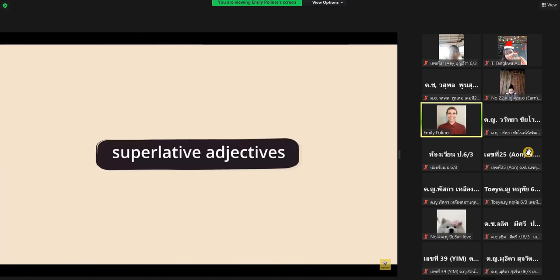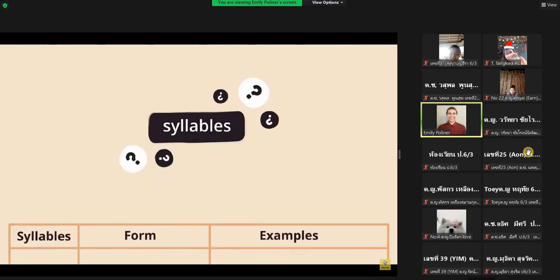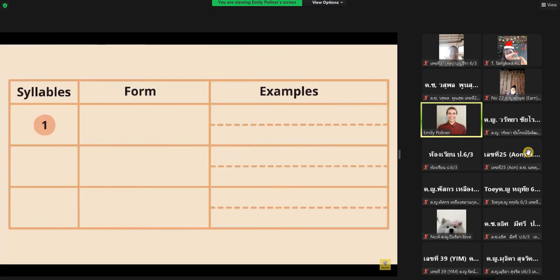How are superlative adjectives formed in English? It depends on how many syllables the adjective has. For one-syllable adjectives, we add the and est to the adjective. For example, short becomes the shortest. If the adjective ends in a consonant-vowel-consonant pattern, we double the final consonant before adding est. For example, big becomes the biggest.